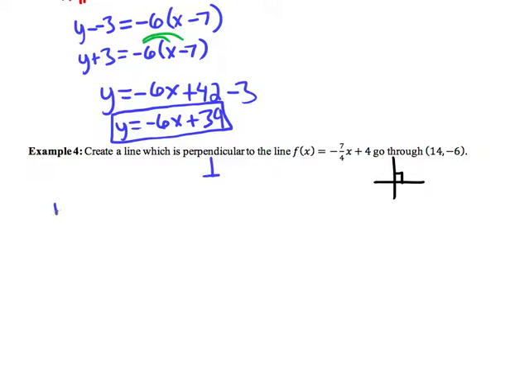So for the perpendicular slope, you want to remember the words opposite reciprocal. That should just be something that comes to mind immediately whenever you hear the word perpendicular from now on, pretty much. So our perpendicular slope is going to be opposite, so instead of negative, it's going to be positive, and we need to flip it. Instead of 7/4, it's going to be 4/7.